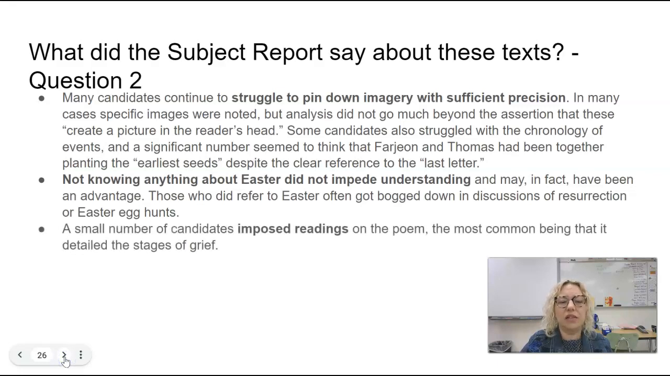A small number of candidates imposed readings on the poem, the most common being that it detailed the stages of grief. So you've got to let the poem be what it is, instead of looking for something you've seen in another poem and putting it in this poem. If it's not there, it's not there.